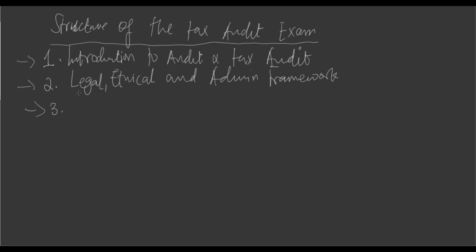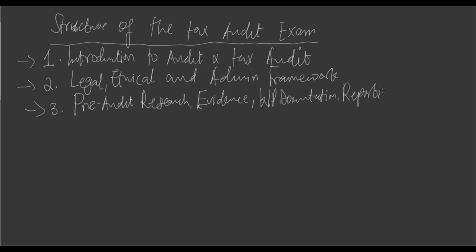Then the third part, which I would want you to know, is the tax audit process, which will basically be made up of the pre-audit research, okay? So this part, pre-audit research, investigation, or let's say audit evidence gathering, or field work. So evidence gathering, then working paper documentation, and finally closure, or let's say reporting, okay? These are the 4 stages of a tax audit.